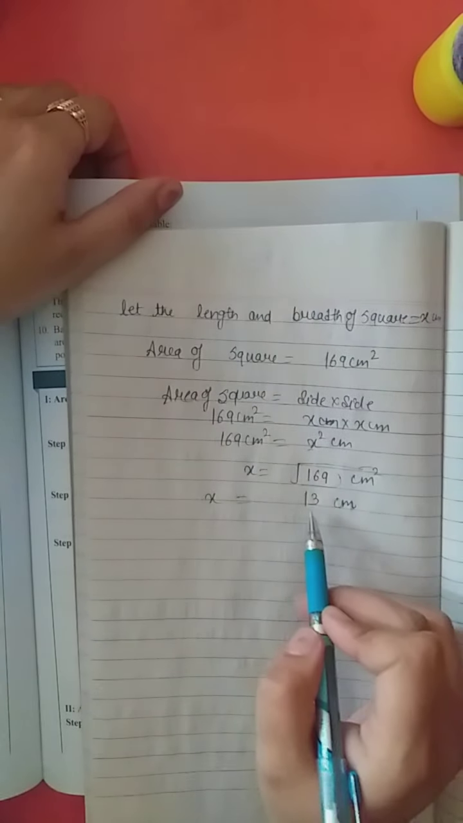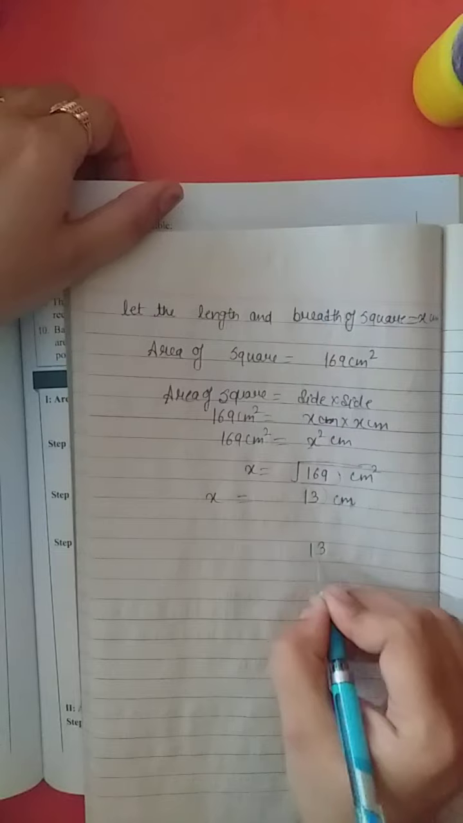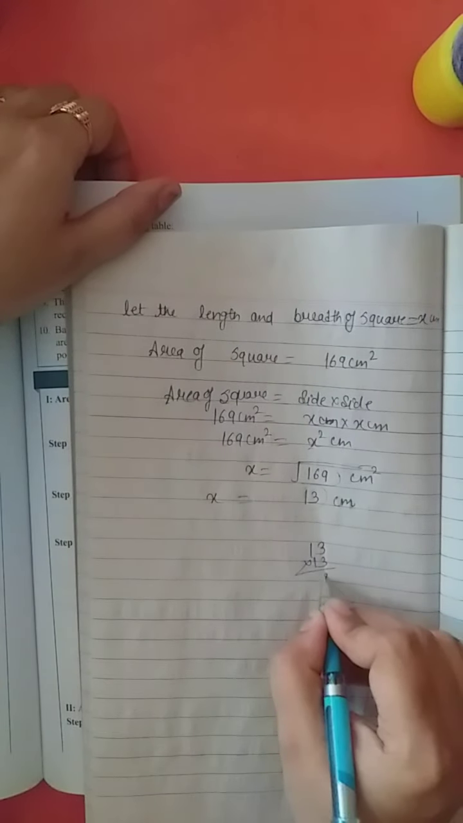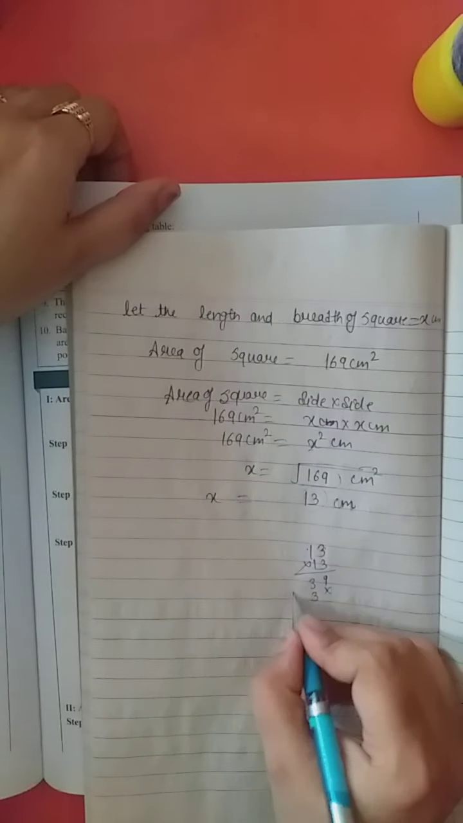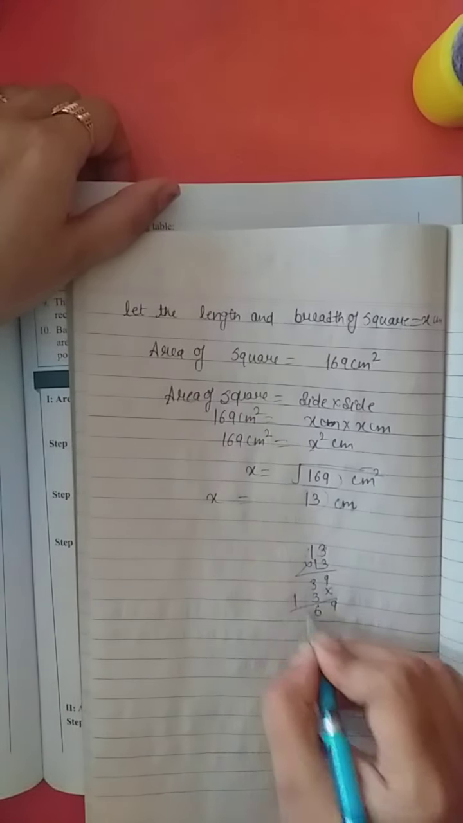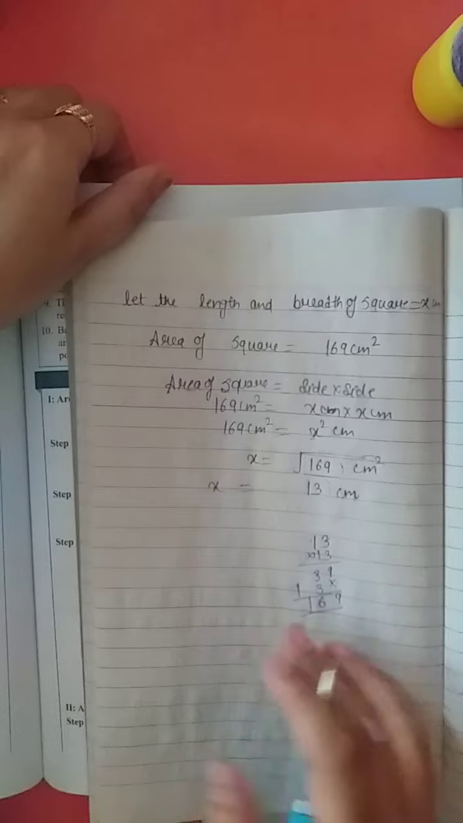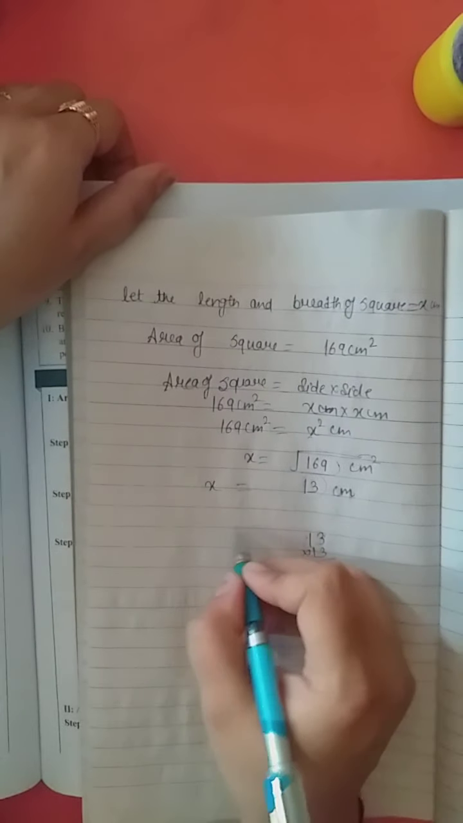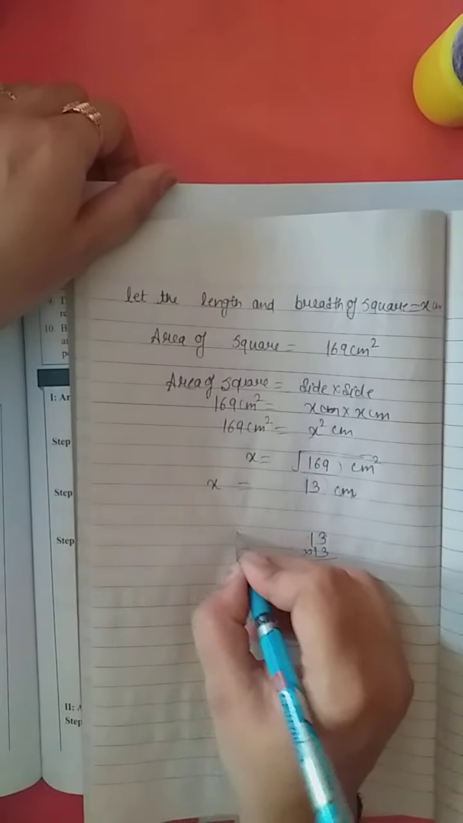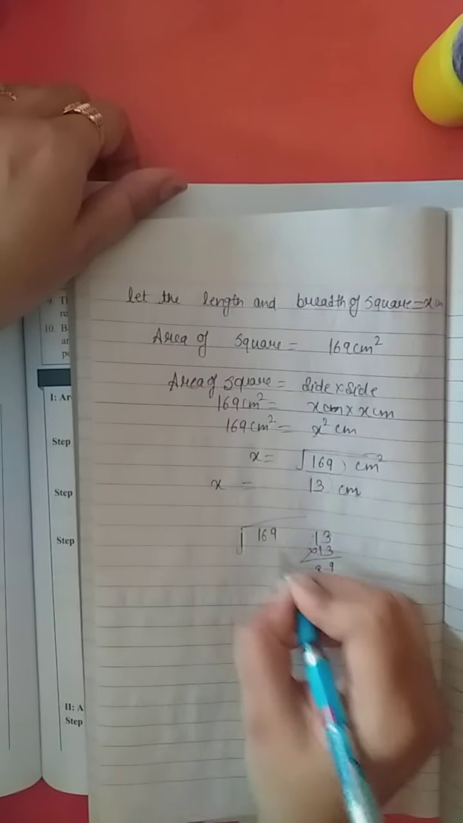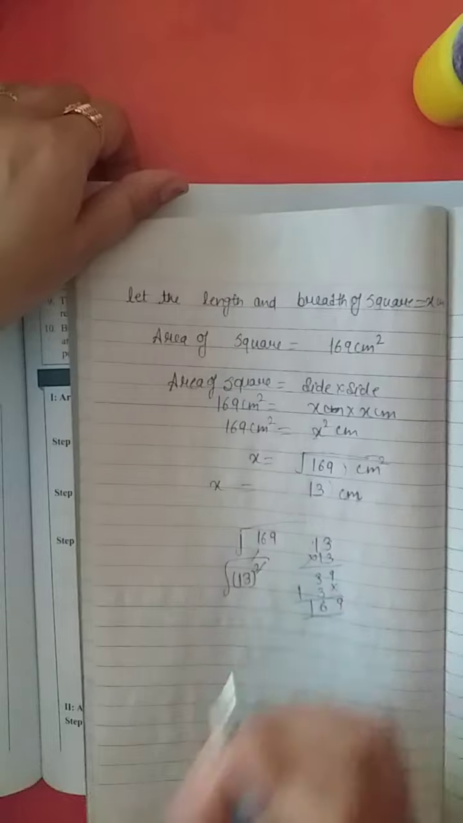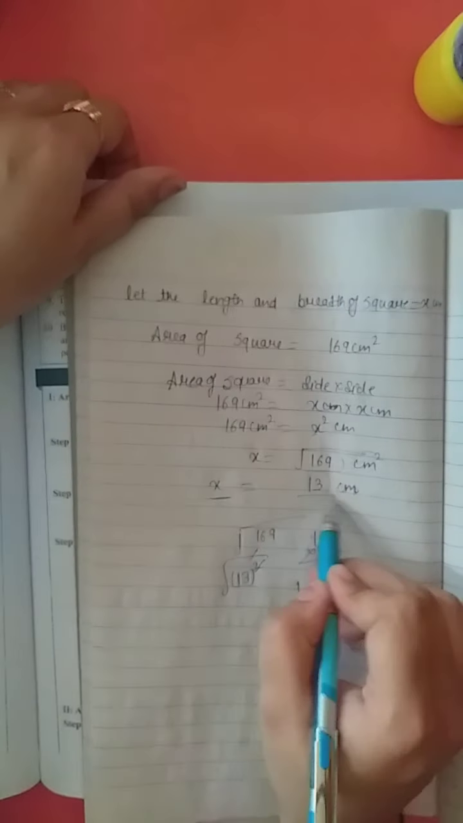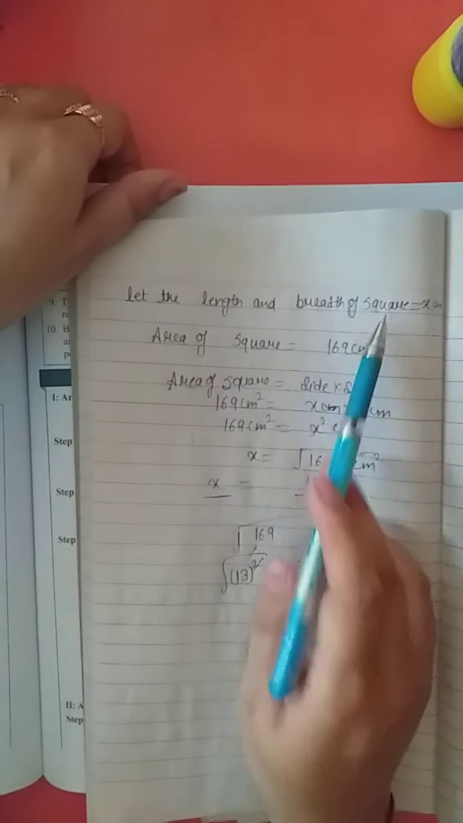Why we write is equal to 13? Because when we multiply 13 with 13, 3 3s are 9, 3 1s are 3, 3 1s are 3, 1 1s are 1. 3 plus 3 is 6, it becomes 169. When we find the square root, that means how can we find the square root of any number 169? It becomes 13 square. So cut the square root with square. In this way we can find the value of length and breadth of a square.